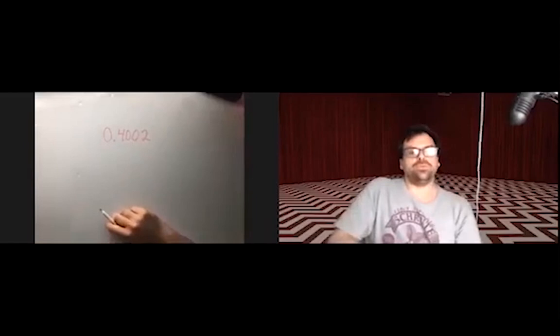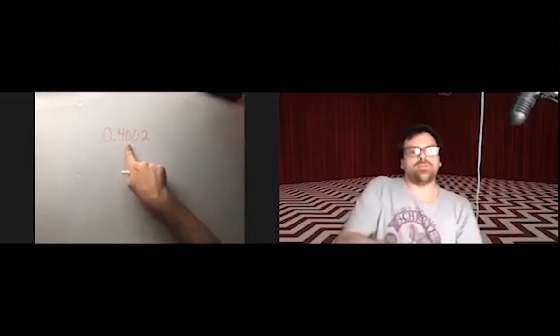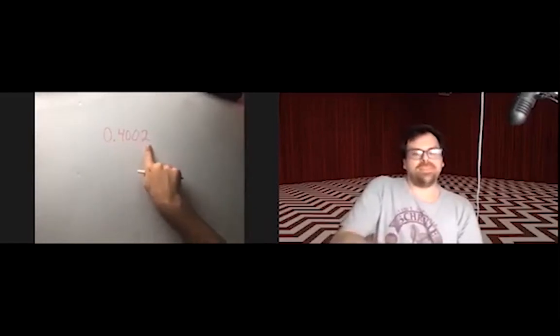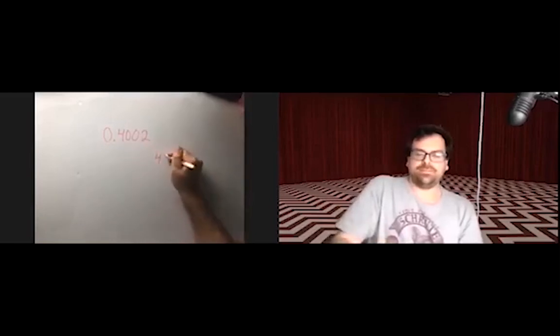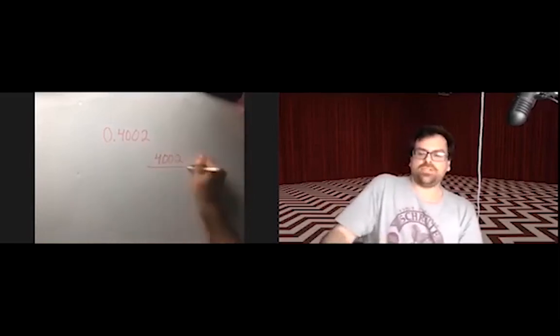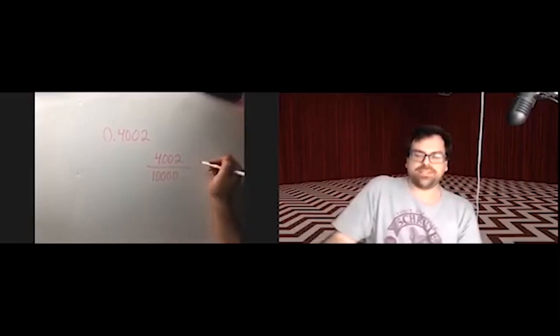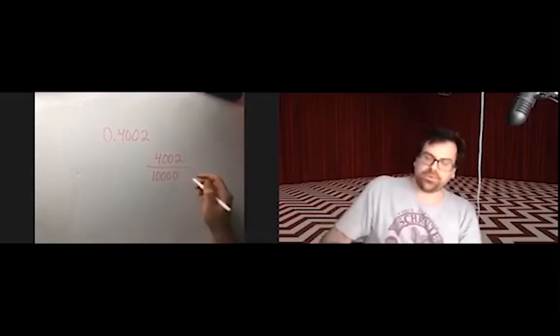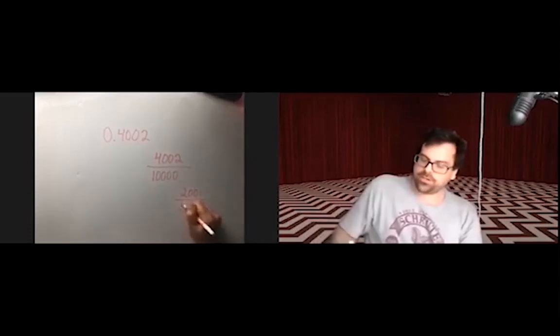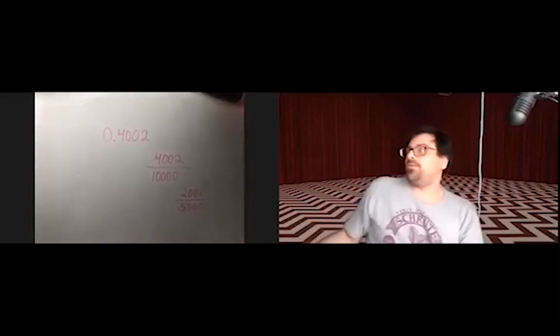0.4002, tenths, hundredths, thousandths, 10 thousandths. 4,002 10 thousandths. They're both even. Divide them both by 2. 2001 5 thousandths.